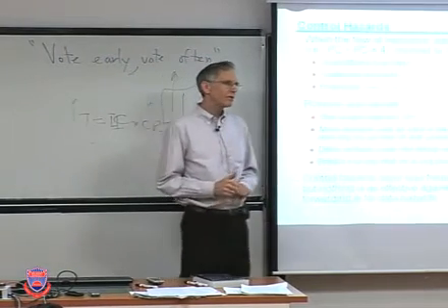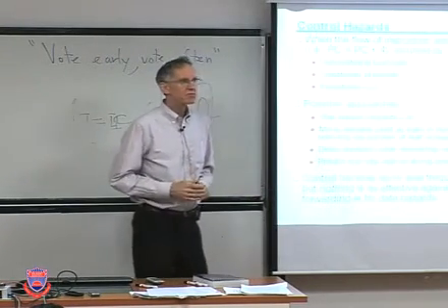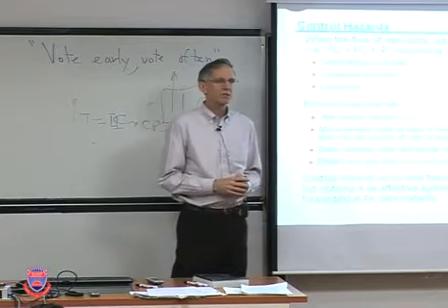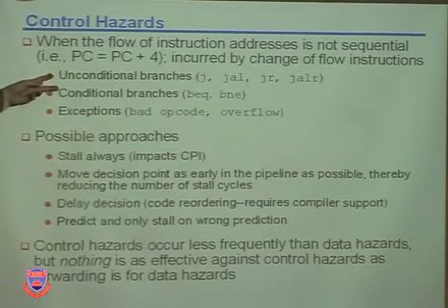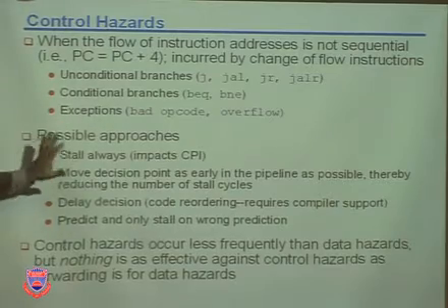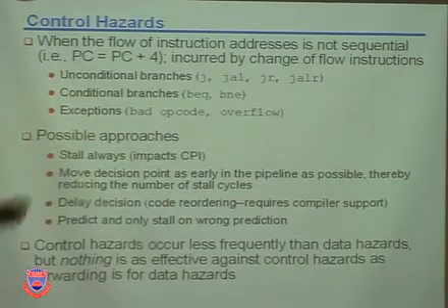Jumps are about 3% of the instructions. Branches about 17, 18, 20%. So about 20% total of the instructions fall into these categories. So 4 out of 5 instructions, we don't have this issue. 1 out of 5, we have this issue.